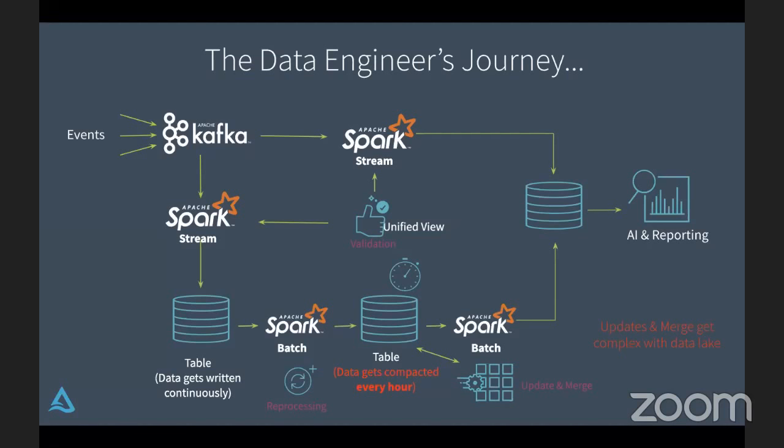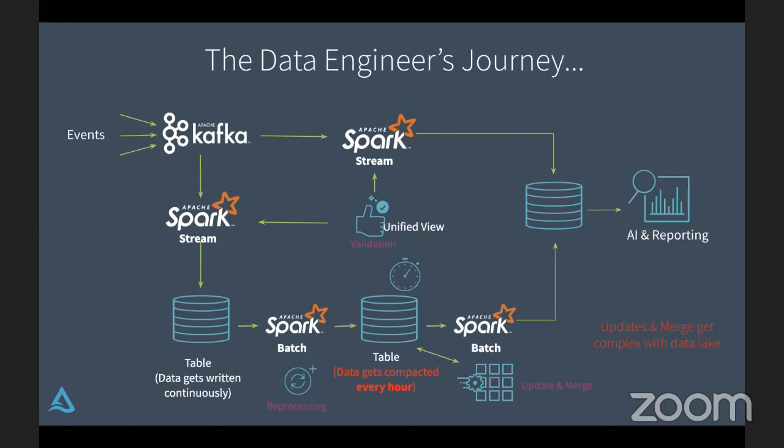Once you've got your data written to this table, as it's continuously written there, you're going to run batch processing. This batch processing allows you to reprocess data into yet another table. And it'll get compacted every hour, because you have a lot of small files that are generated from the stream. So we're going to compact those files together so that we can ensure better performance. When you have too many small files in any distributed system, it's going to slow down the performance of the system.